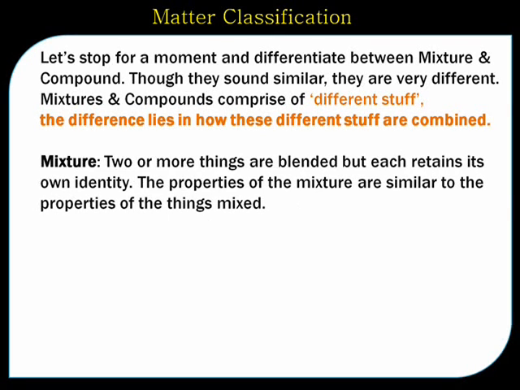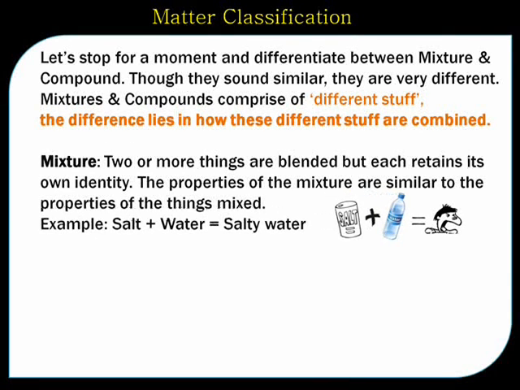When 2 or more things are blended but each retains its own identity or property, this means the end product of a mixture is similar to the properties of the things mixed. The example we can look at here is salt added to water. What do you get? Salty water. Salt retains its property of taste and water retains its property of being a liquid.